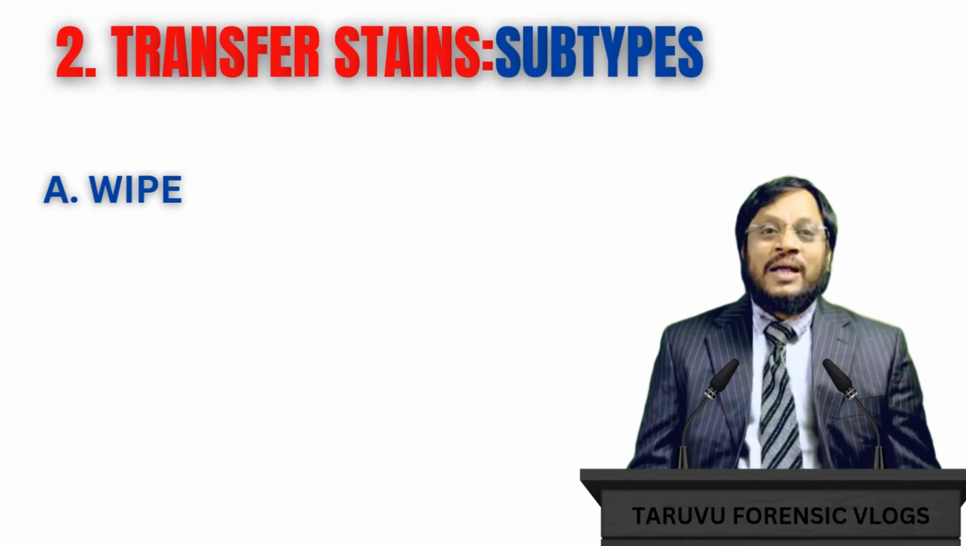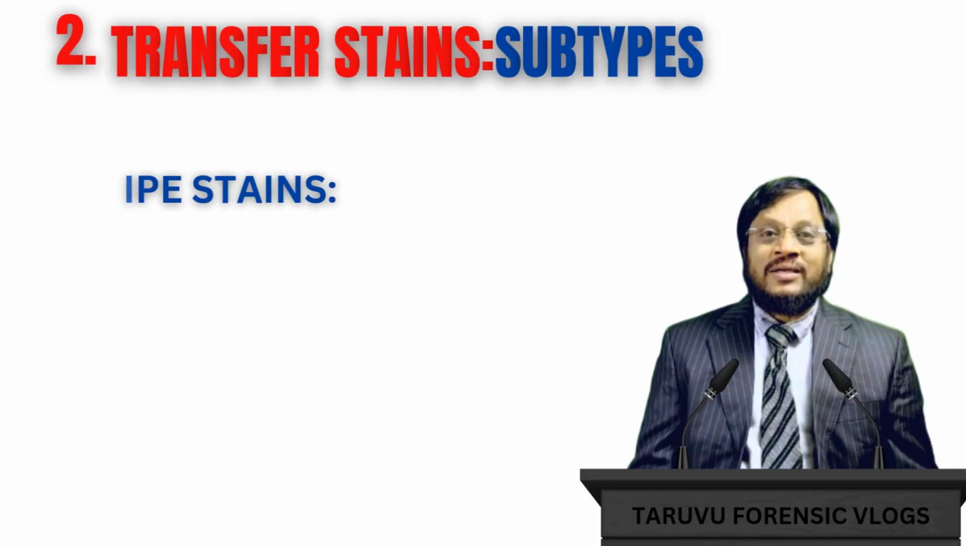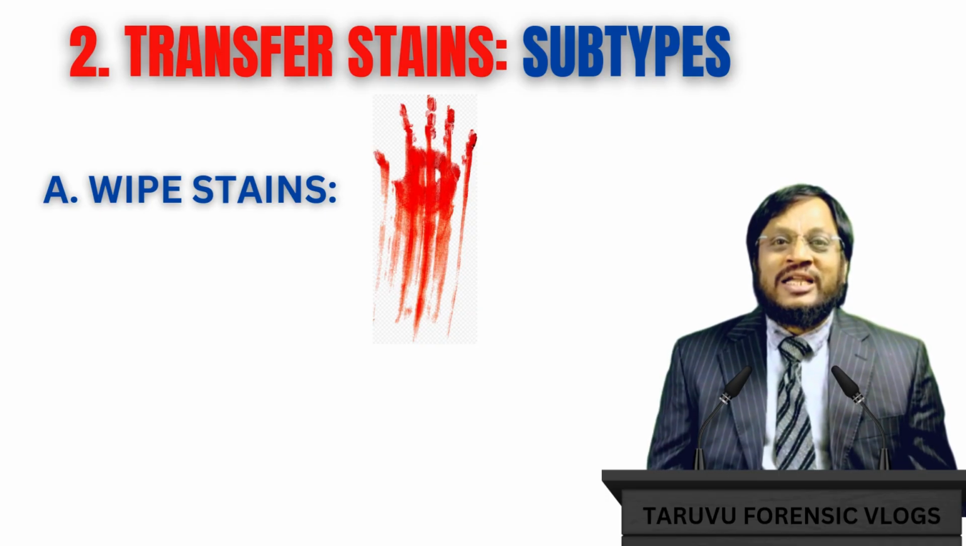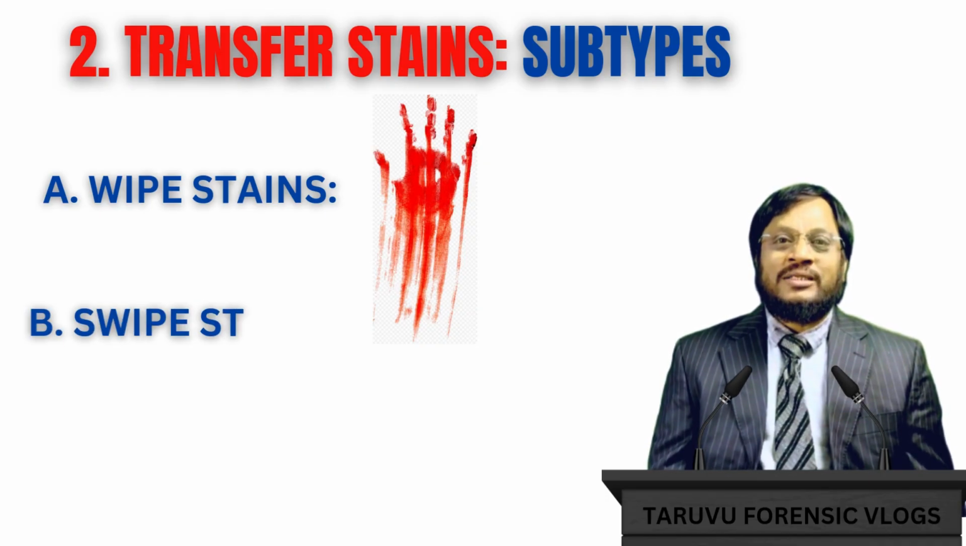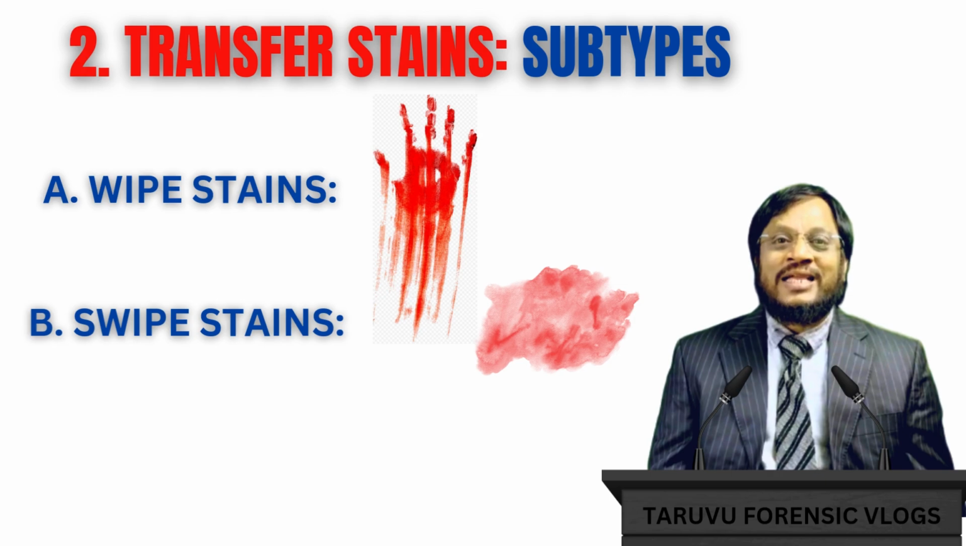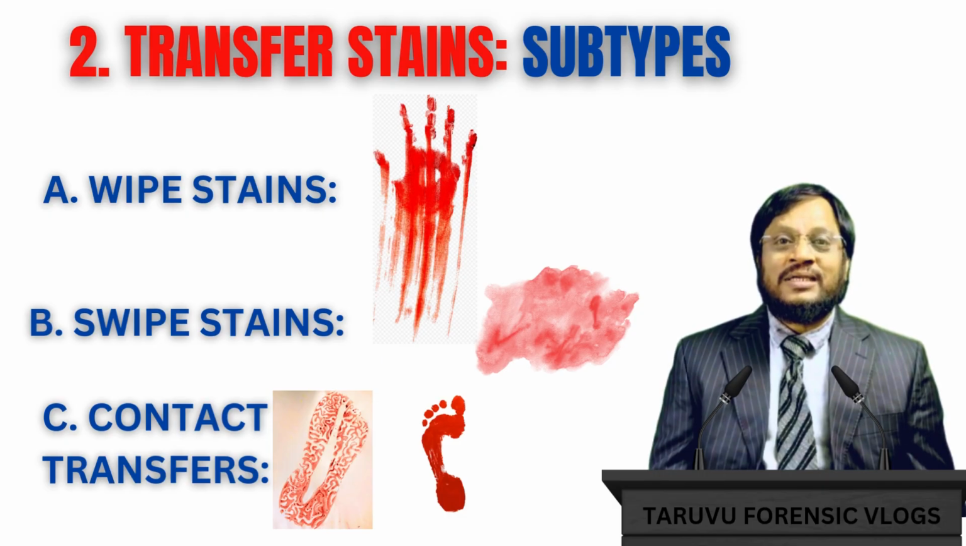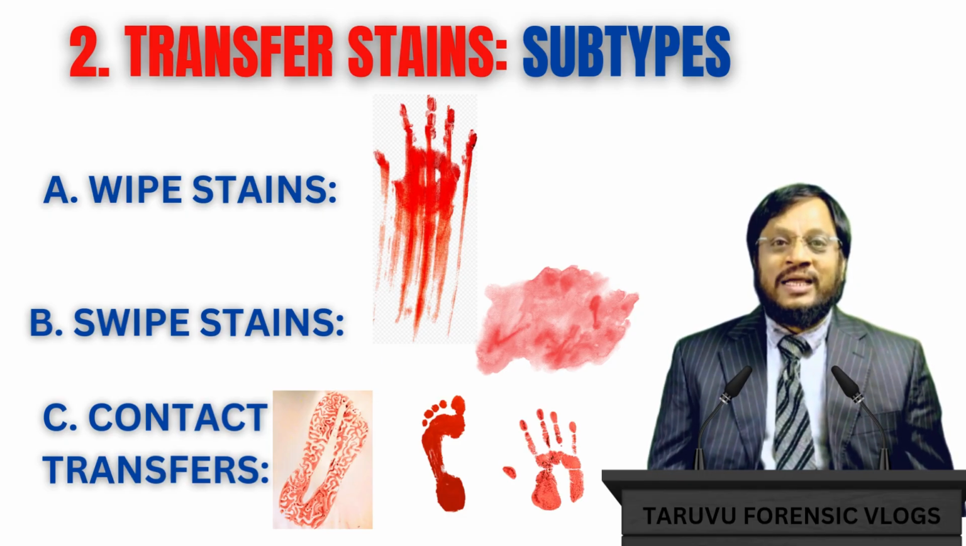In these subtypes, wipe stains: when something moves through an existing bloodstain, smudging it. Swipe stains: a blood-covered object brushing against a clean surface, leaving a streak. Contact transfers: clear prints like shoe impressions or fingerprints in blood.